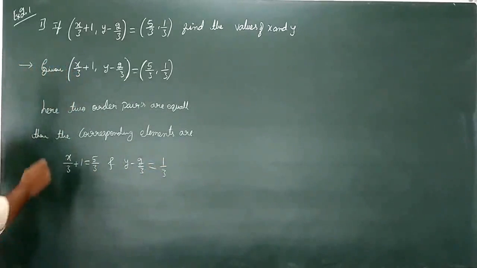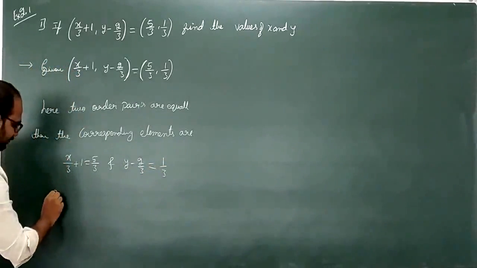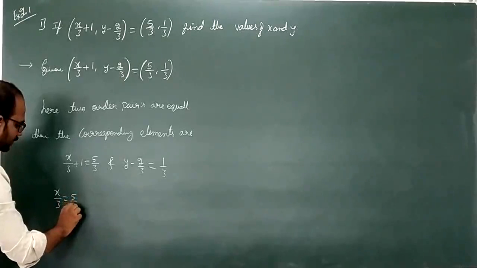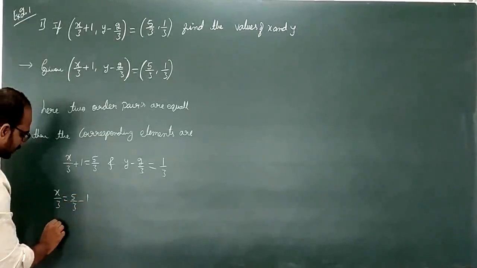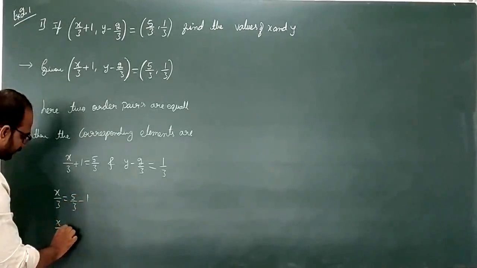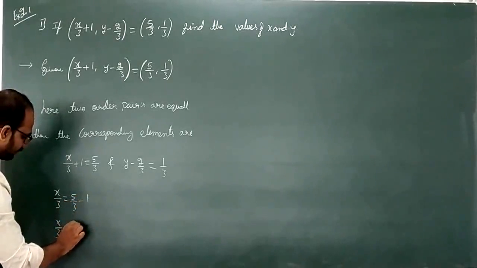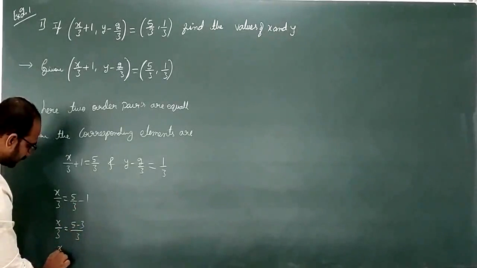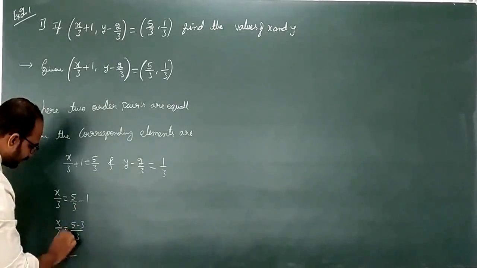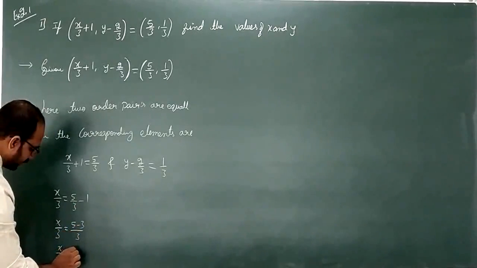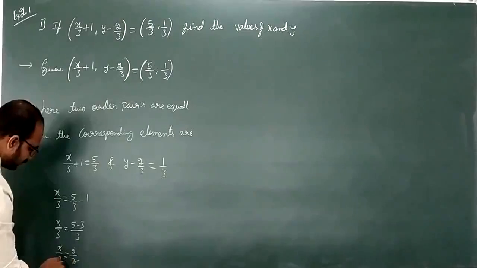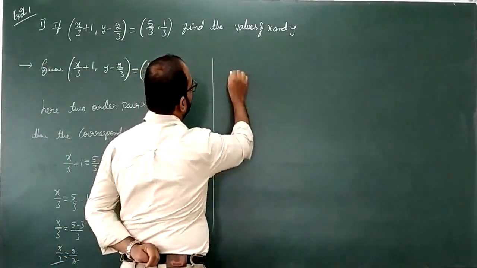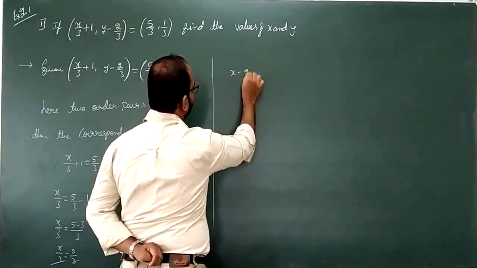Now shift the minus 1 to the other side: x by 3 is equal to 5 by 3 minus 1. Then x by 3 is equal to, if I cross multiply, 5 minus 3 divided by 3, that is x divided by 3 is equal to 2 divided by 3. Here 3 gets cancelled. Then x is equal to 2.